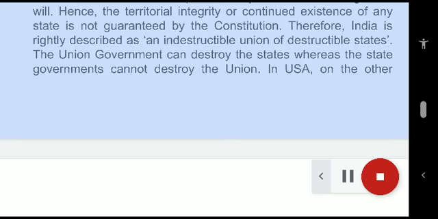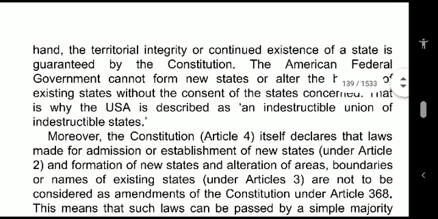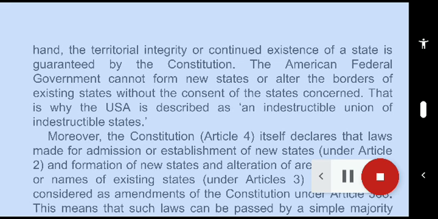In USA, on the other hand, the territorial integrity or continued existence of a state is guaranteed by the Constitution. The American federal government cannot form new states or alter the borders of existing states without the consent of the states concerned. That is why the USA is described as an indestructible union of indestructible states.